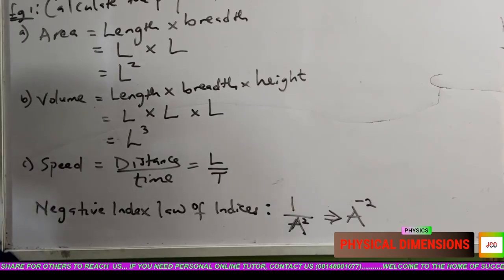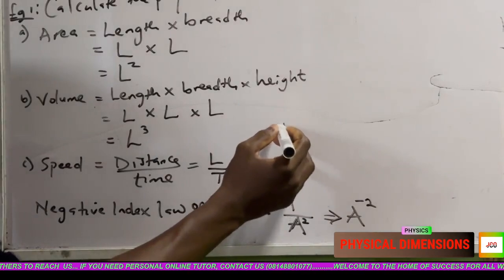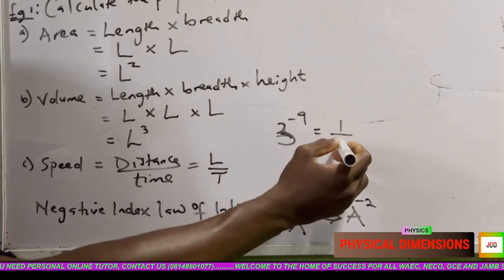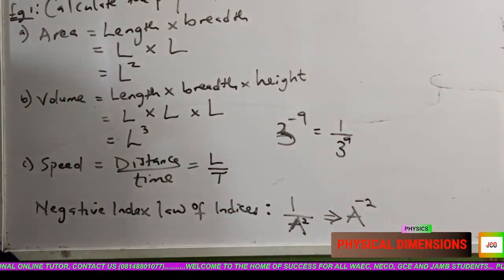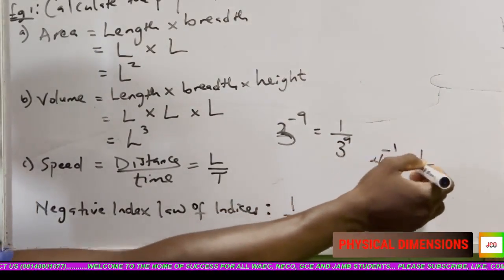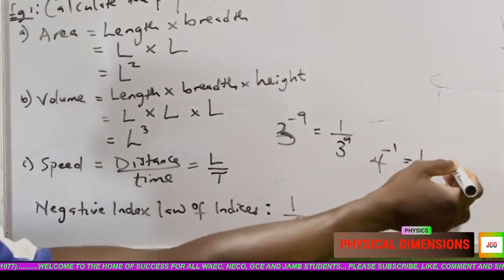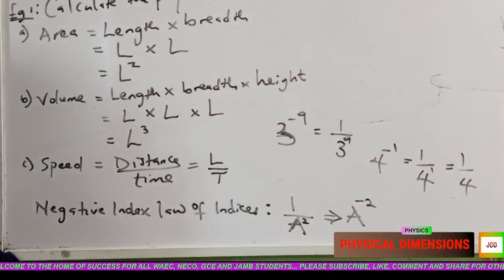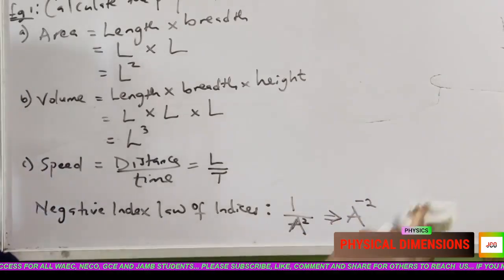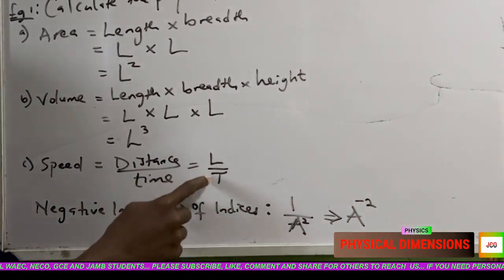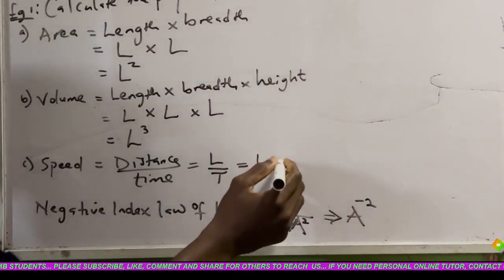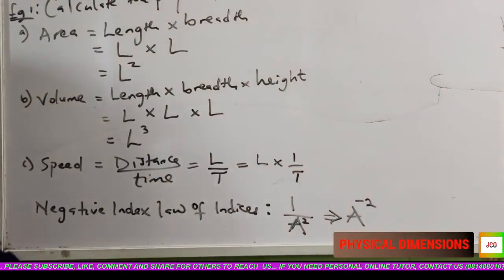The same thing happens when I write 3 raised to power minus 9. It gives me 1 over 3 raised to power 9. If I'm also writing 4 raised to power minus 1, it gives me 1 over 4 raised to power 1, or 1 over 4, because 4 raised to power 1 is what? It is 4. So with that understanding, L over T is simply the same thing as what? This is simply L times 1 over T.